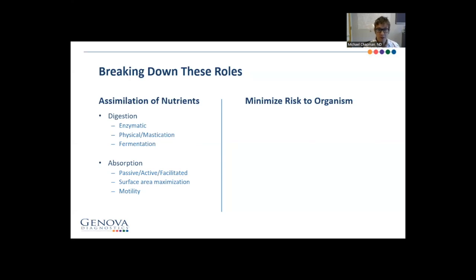And then motility is another thing that's important to consider with absorption. On the other side, with minimizing risk to the organism, there's this idea of basically what the immune system does. It assesses in surveillance mode, and then it decides whether it needs to tolerate something or whether it needs to become activated. And that's where you have an inflammatory and an immune response. So we're going to lay out this framework so that when you have a patient coming in, you understand which of these areas need to be assessed and worked on.